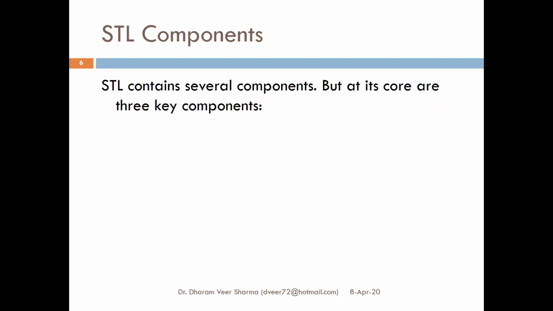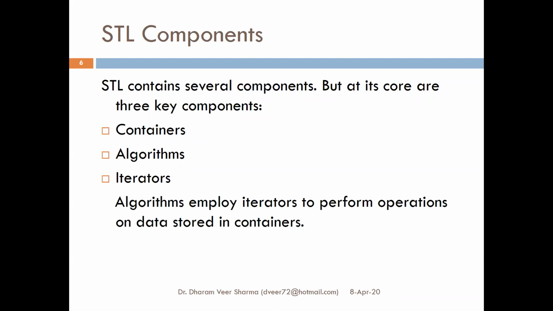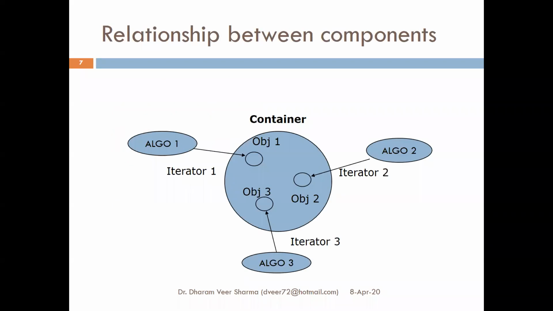There are several components available in STL, but at the core are three main components, which are containers. Containers means they will contain the data. For example, a stack, a queue, a linked list, all these are containers. Then algorithms, which will work on the data. Like quicksort is there, binary search is there, mapping is there, so many other algorithms are there. And finally, iterators. Algorithms will use iterators to manipulate data stored in containers. We'll see their relationship just now here.